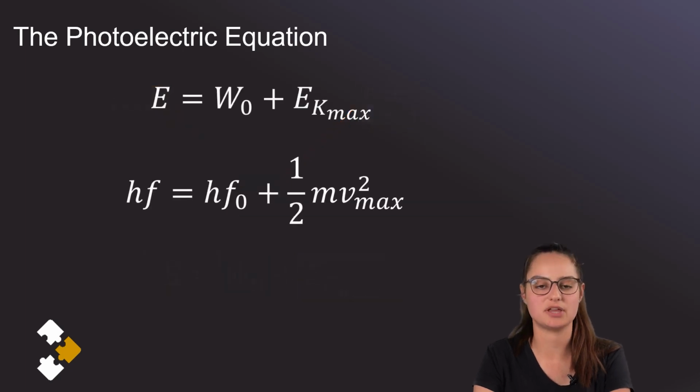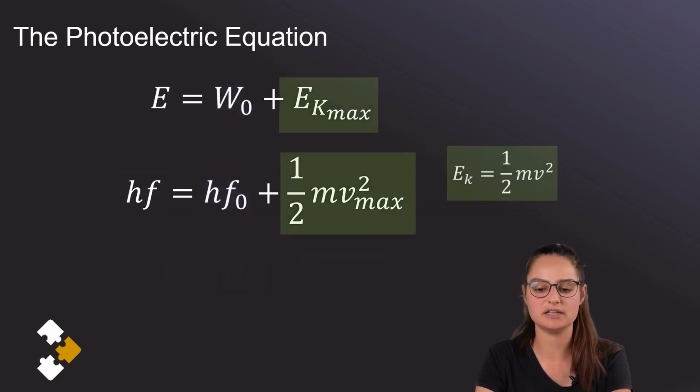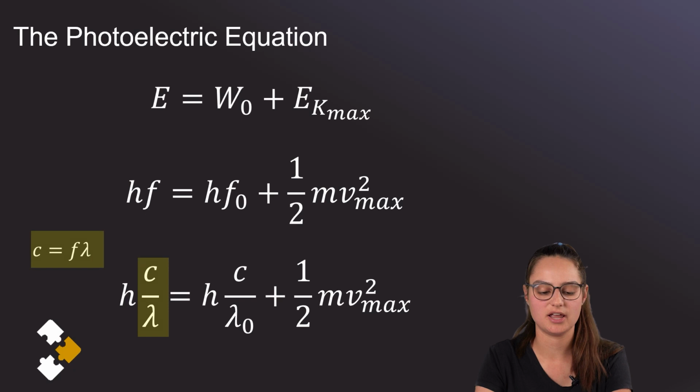Another way that we can rewrite this equation is hf as our energy is equal to Planck's constant times frequency. We also know that our work function is equal to Planck's constant times our threshold frequency. And you know that EK is equal to a half mv squared. Another way we can write this equation is using our wave formula.